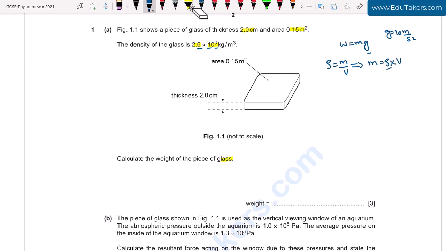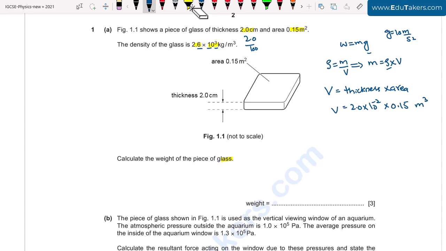Density is given in the question and we have to calculate volume, and we just multiply thickness with area to calculate volume. So I write here thickness multiplied by area. Thickness is given as 2.0 cm. We have to convert this into meters. So I write 2.0 over 100. It will be equal to 2.0 × 10^-2, multiplied by area, 0.15. So volume is equal to this value in meters cubed.